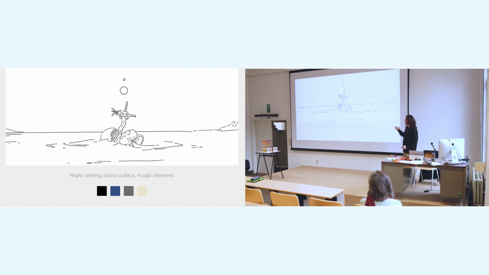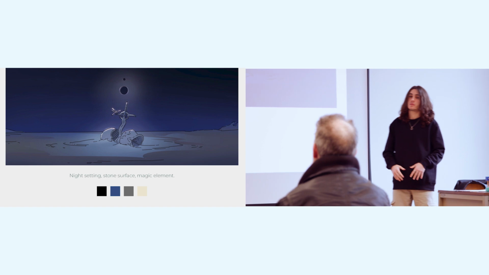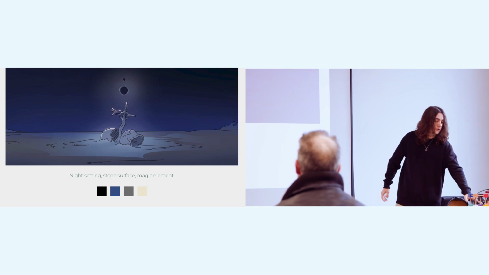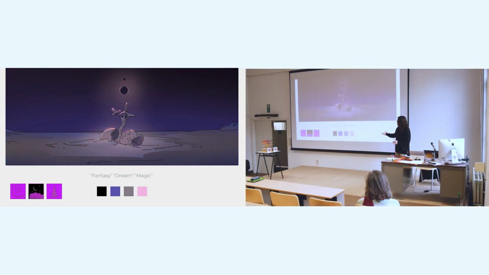For example, here I have an empty frame of the film, and I know that it has to be a night setting because it's set at night. It has a stone surface because it's a stone landscape, and it has to add a magic element because it's portrayed there, with some light color for the magic element. So we could have some colors there, okay? But if we want to apply the different concepts and different rules, we can, for example, use the purple colors in the keywords of fantasy, dream, magic to create a more purple, a more warm environment that maybe has a different meaning than the previous one.